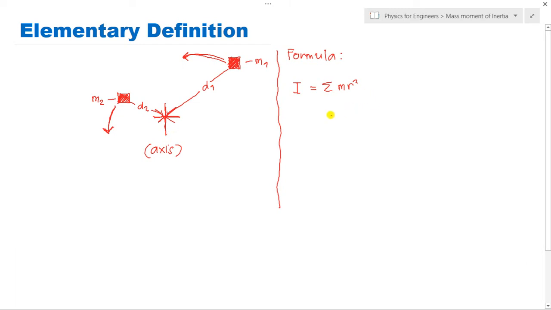It is a summation. Let's say we assume we have 5 masses in our system. Then I is equal to the first mass times the first distance squared, plus the second mass and its corresponding distance from the fixed axis squared, plus mass 3 times r3 squared, until mass 5 times r5 squared.